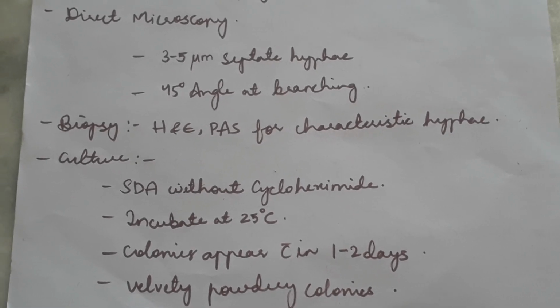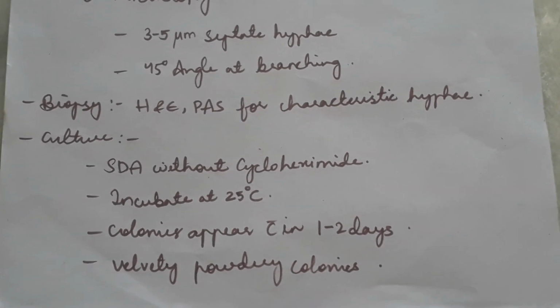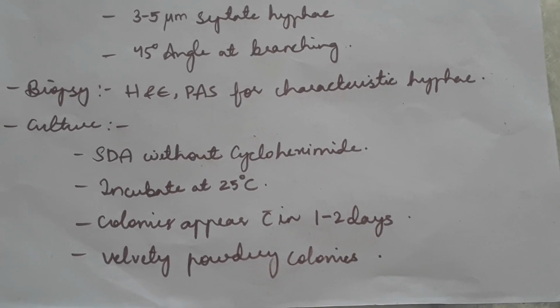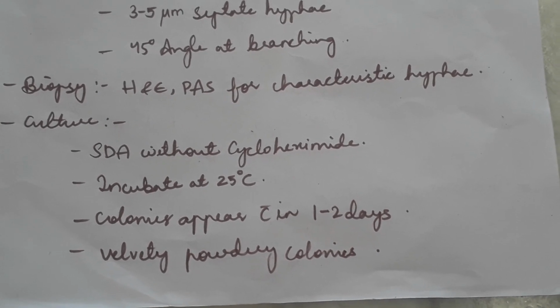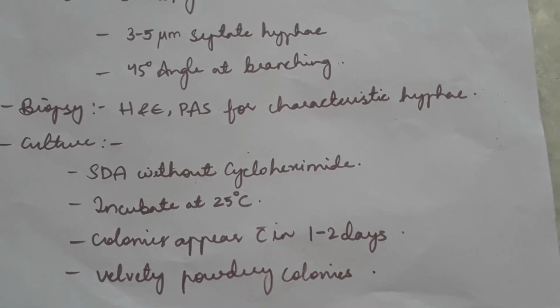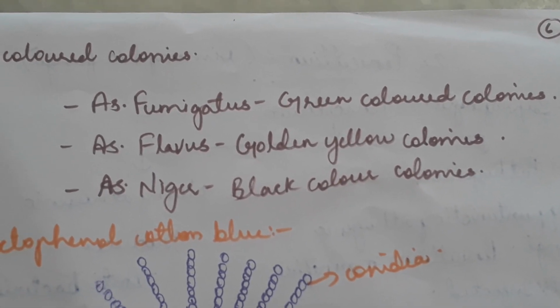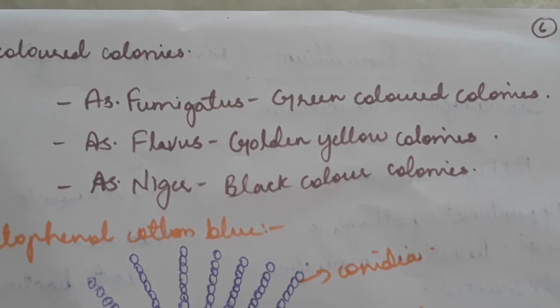We do biopsy with hematoxylin and PAS for characteristic hyphae, and culture we do in Sabouraud dextrose agar without cycloheximide, and when we incubate at 25-degree centigrade, within 1 to 2 days we can see velvety powdery colonies which are colored. Fumigatus forms green colored colonies, flavus forms golden yellow colonies, and Aspergillus niger forms black colonies. So go through this Aspergillus.